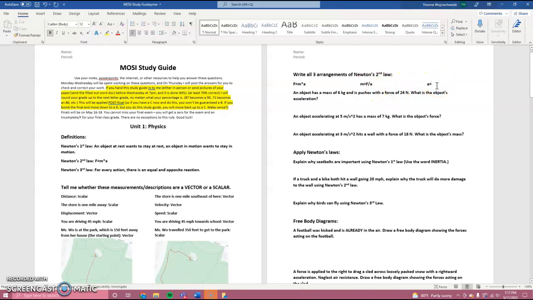And very similar concept here. We want to get a by itself, so we have to divide both sides by m. So we get a equals F divided by m. Now, if we're to substitute these in, we got to look.